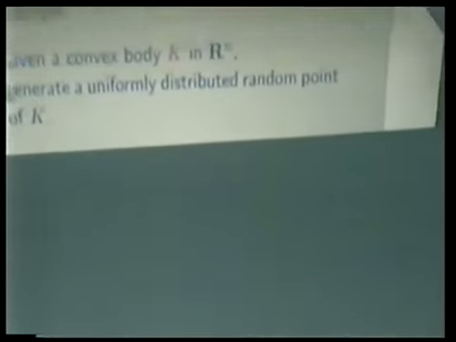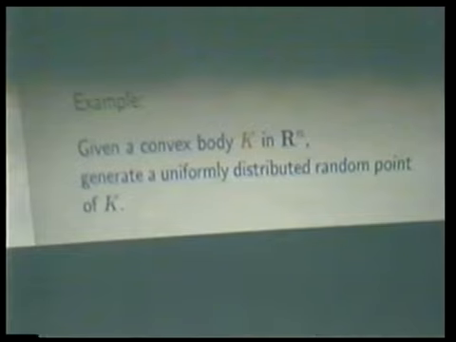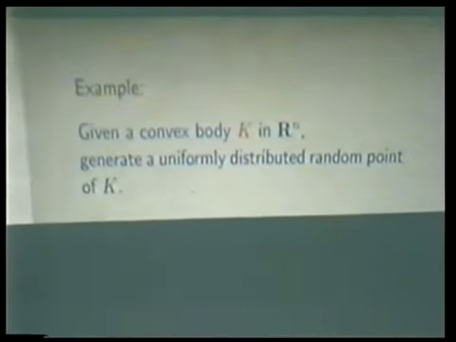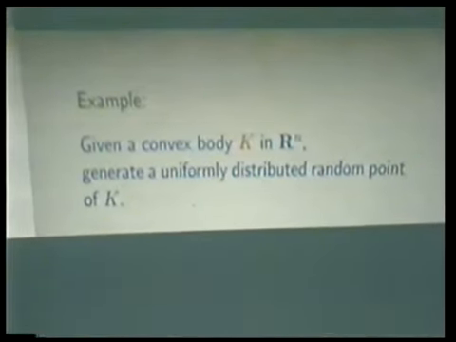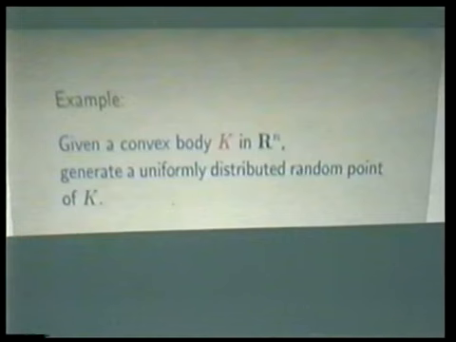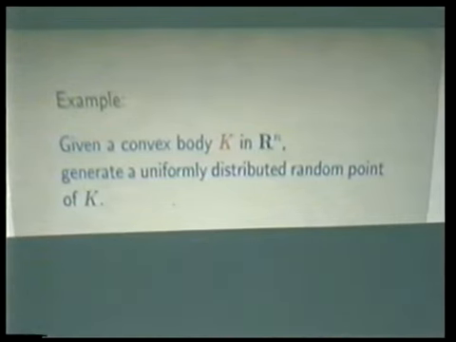Let me give you an example which is not really the best example. The problem is, given a convex body K in Rn, you want to generate a uniformly distributed random point in K. It's presented in what form? Say the convex body is presented as a system of linear inequalities, but in fact, the example is valid for any presentation of the convex body which satisfies a minimal requirement. You give me a point, I should be able to tell whether that point is in the body or not. If I have any procedure to do that, then what I'm going to tell you is valid.